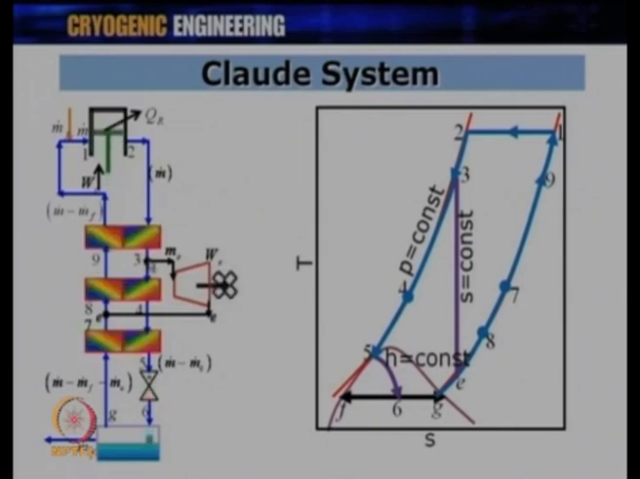Now, at this point, from where the gas is expanded is a very important question in case of the Claude cycle. So, why should I expand the gas from only 3? Why should it not be at a still lower temperature and things like that?